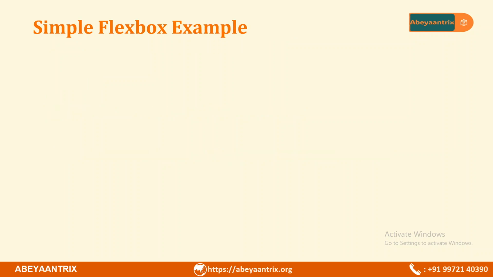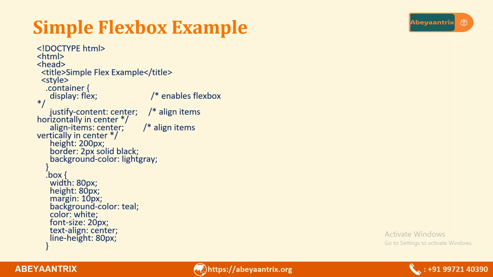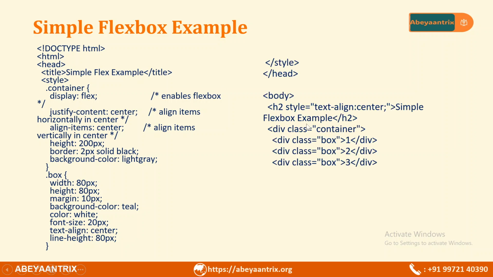If we want to align the items in a horizontal or vertical direction, we give that with the direction property. You can see this one simple example. I will show you in a practical session also. Here we have defined one container, a division with class container. For this container we define the styling display flex, which enables the flexbox. Next, justify content center, which aligns horizontally, and align items center.